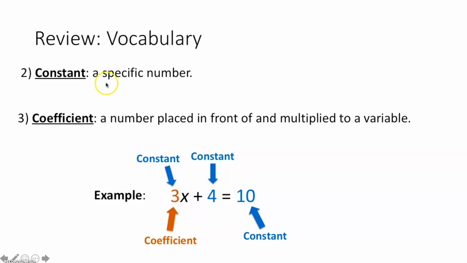A constant is a specific number. So if we're looking down here, any number that you see, that is a constant. Okay, it's just another word for a specific number. A coefficient is a number that's placed in front of and multiplied to a variable. So here our variable x is multiplied to this number 3, and that 3 out front is called a coefficient. It's a special type of constant.